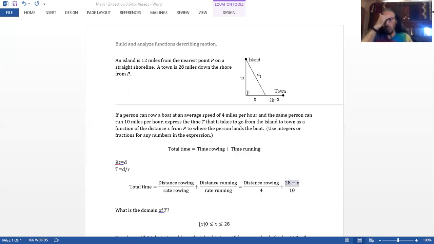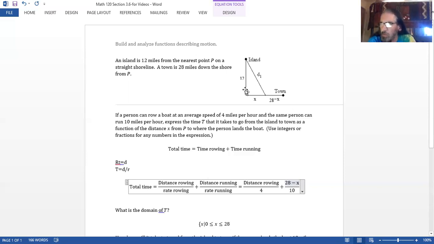So the reason that I didn't call D equals R times T the distance formula, I call it the uniform motion formula, is that we're assuming the same rates the whole time. I did that because we're going to have to use the distance formula that's related to the Pythagorean theorem to express the distance that is rowed for.